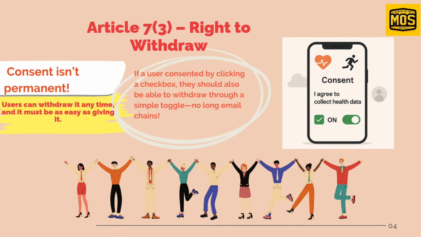For example, if someone clicked a checkbox to agree, they should be able to undo it just as easily, maybe by turning off a toggle in their settings, etc. There shouldn't be any long emails, phone calls, or complicated steps required to withdraw your consent. It should be simple and clear. Simple in, simple out, and that's the rule. So, this is called the right to withdraw your consent.